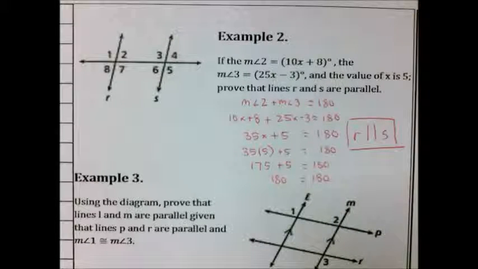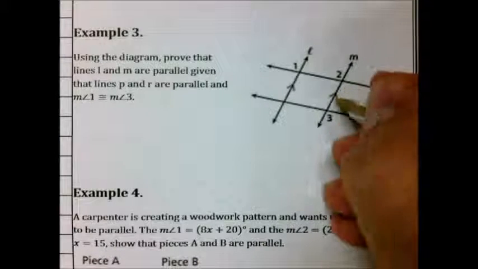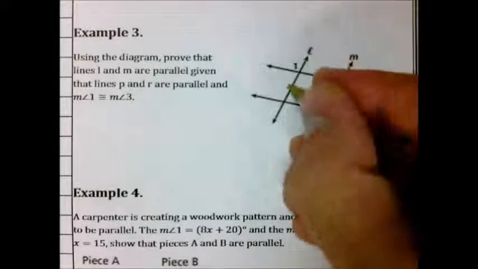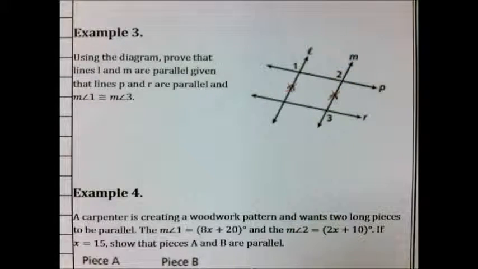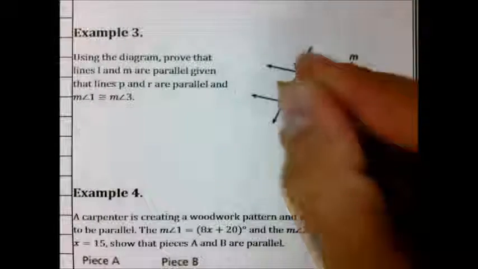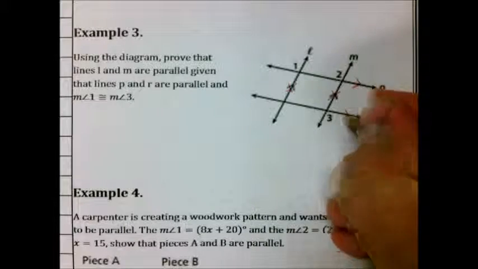Cool? All right, one last example. Example 3 says that using the diagram we're going to prove that lines L and M are parallel, given that lines P and R are parallel and the measure of angle 1 and angle 3 are congruent. So in this diagram it says that M and L are parallel. We're going to assume for now that those are not parallel lines, and we want to prove that they're parallel given that we already know that lines P and R are parallel.